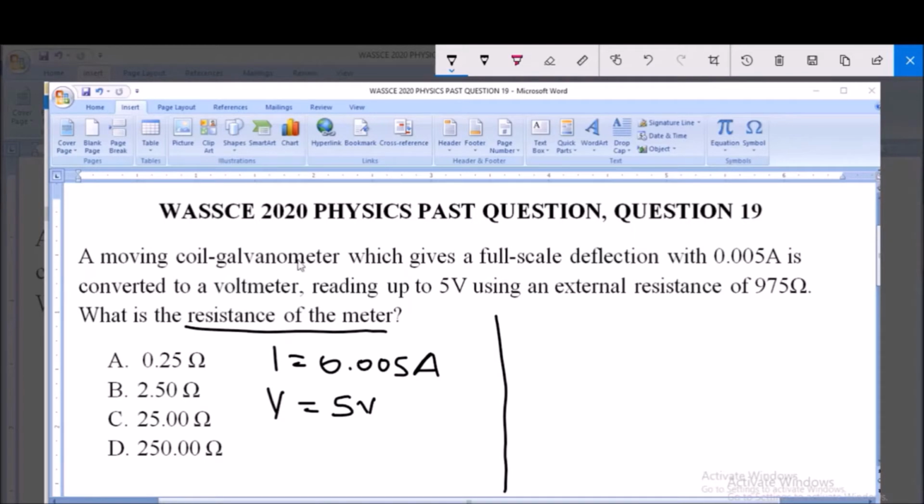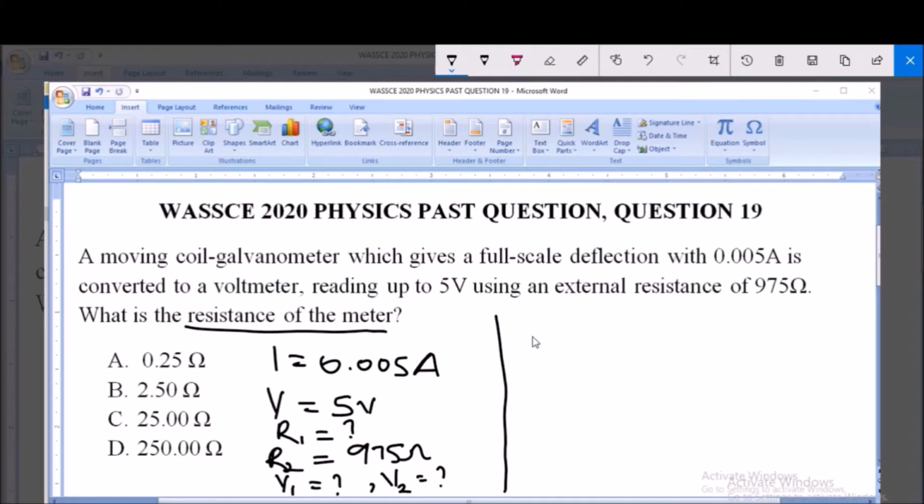Now, in the conversion of a galvanometer to a voltmeter, a multiplier, which is an external resistance, is applied, and that resistance is known as R2. And R2 is equals to 975 ohms. Now, the initial resistance, or the internal resistance of the galvanometer, is known as R1, which is what we are asked to look for. Now, each of these resistances has its own voltage, which sum up to give us this total voltage V. So therefore, we have V1 and we also have V2. So we have V1, which is not known, and also V2, which is not known. Now, V2 is the voltage of this external resistance, while V1 is the voltage of the galvanometer, that is the internal resistance.